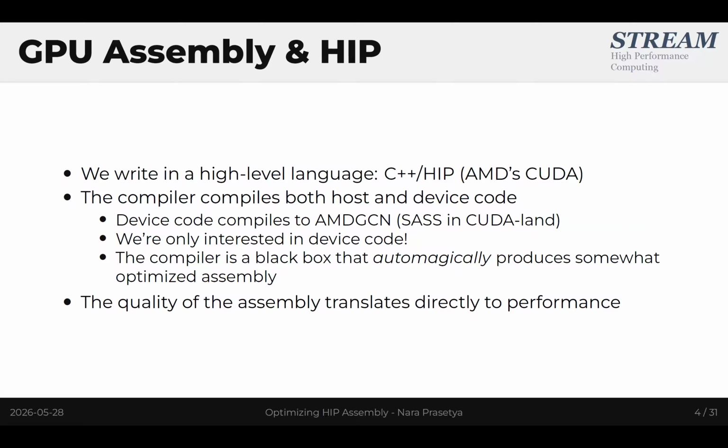And so this compiler here is a black box that somehow takes your high-level program and then turns it into something that this accelerator can understand. And well, the quality of this assembly directly influences how well code runs, right? So if you have a bad compiler, then no matter how well you write your code, it will produce bad assembly, which results in bad performance. If you have a good compiler, then you can just write bad code.